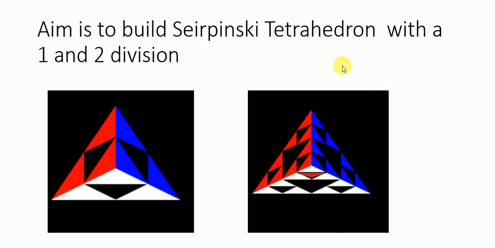Now the aim is to build Sierpinski's tetrahedron with the divisions. So here is an example of a tetrahedron. The first one is one division, and this is two divisions and more. So here this is the front one, left, right, and behind is the third one, fourth one. Left, right, front, behind. Now this is how it looks.